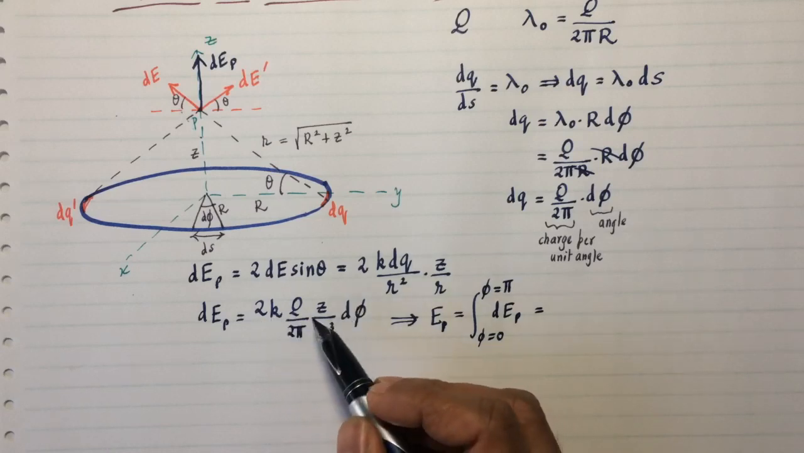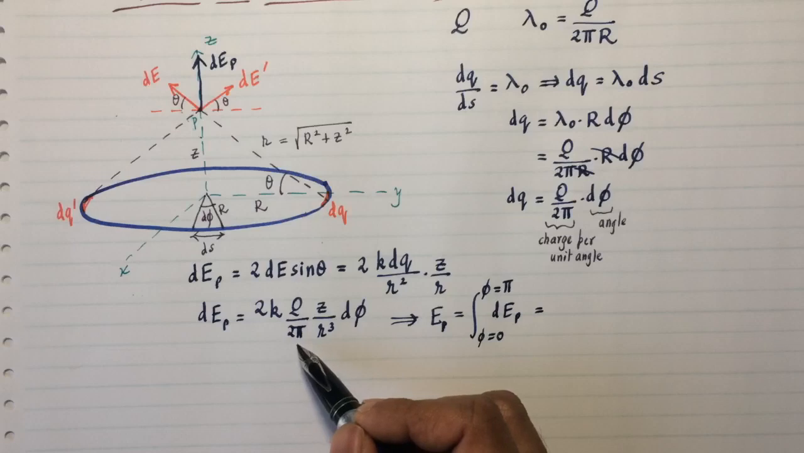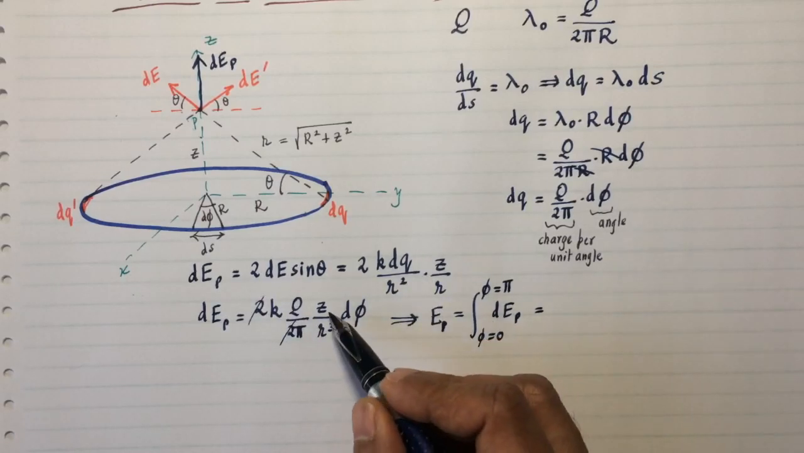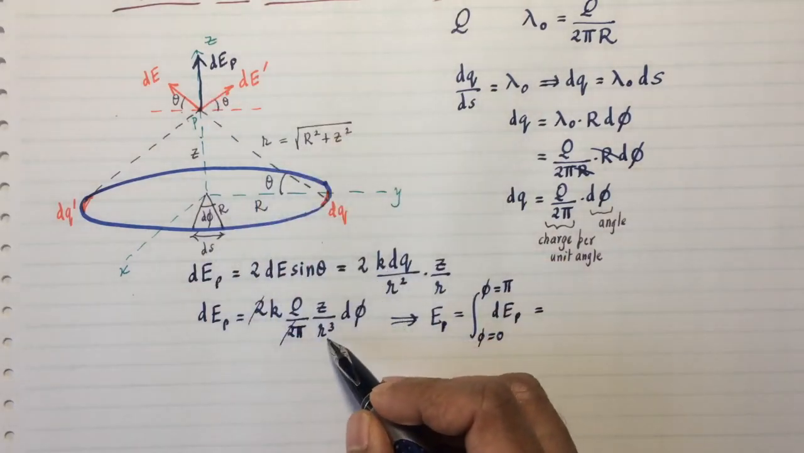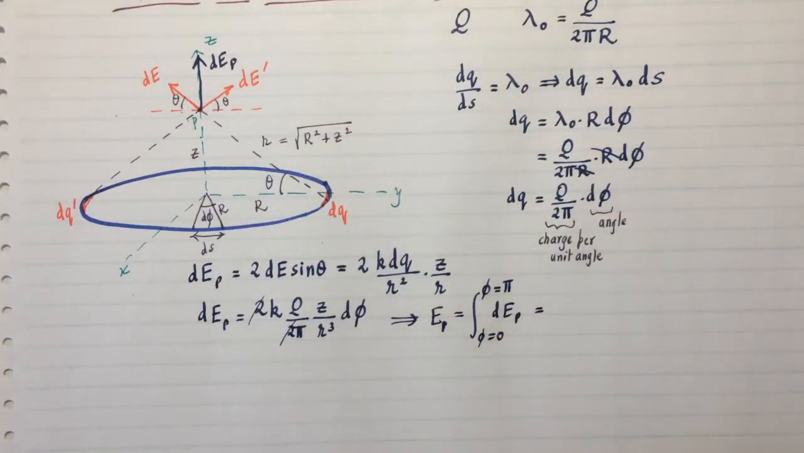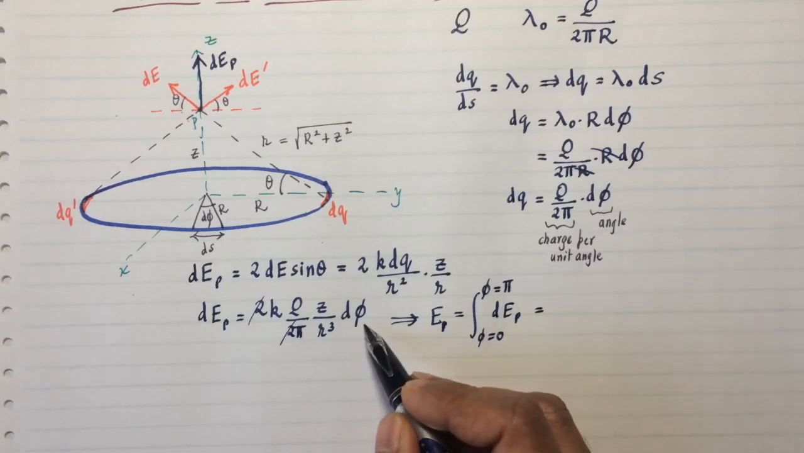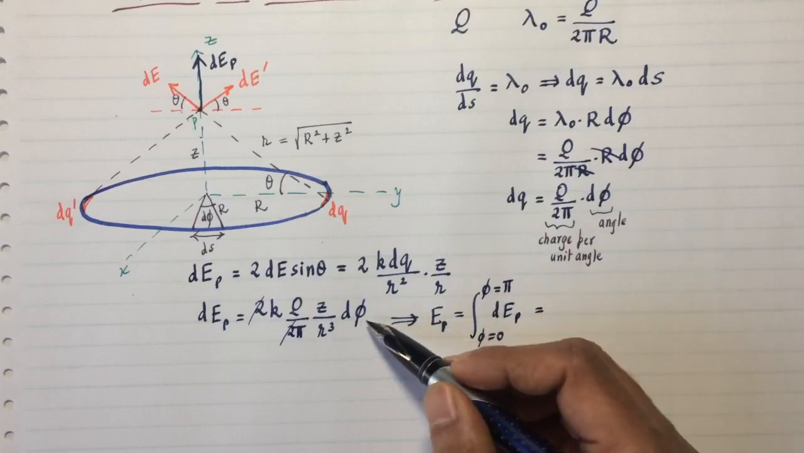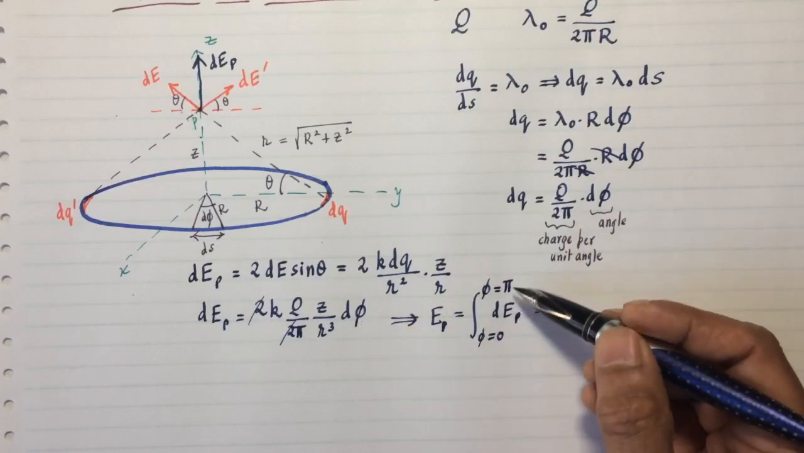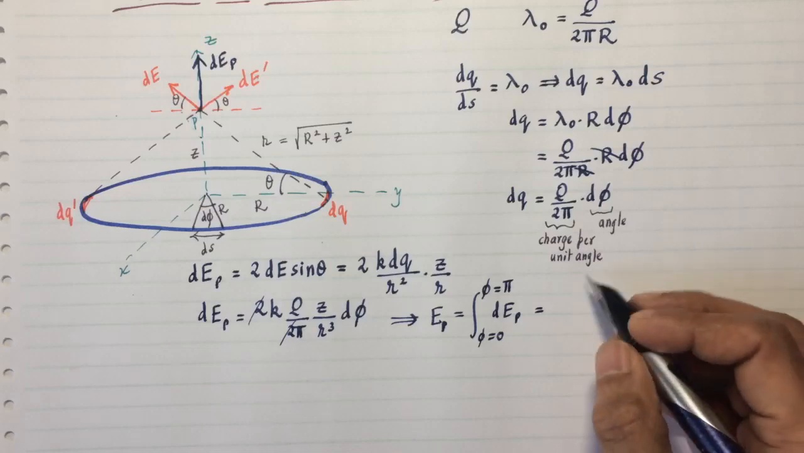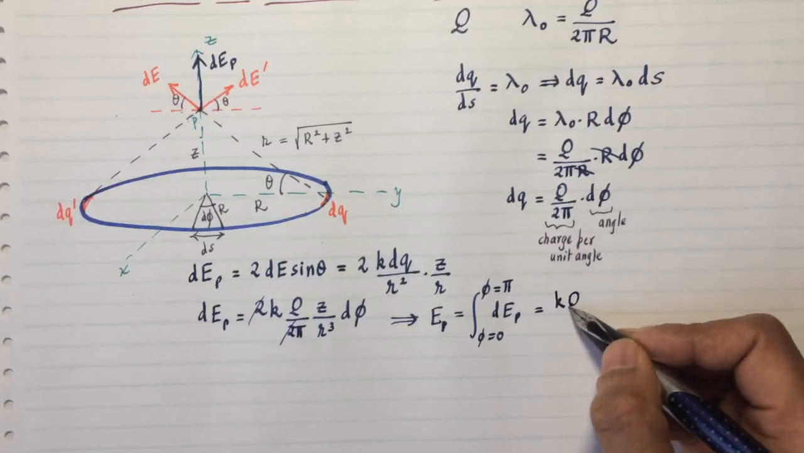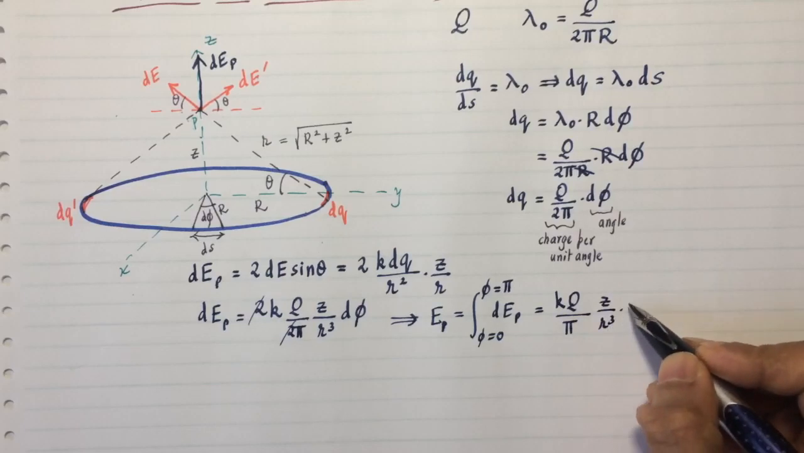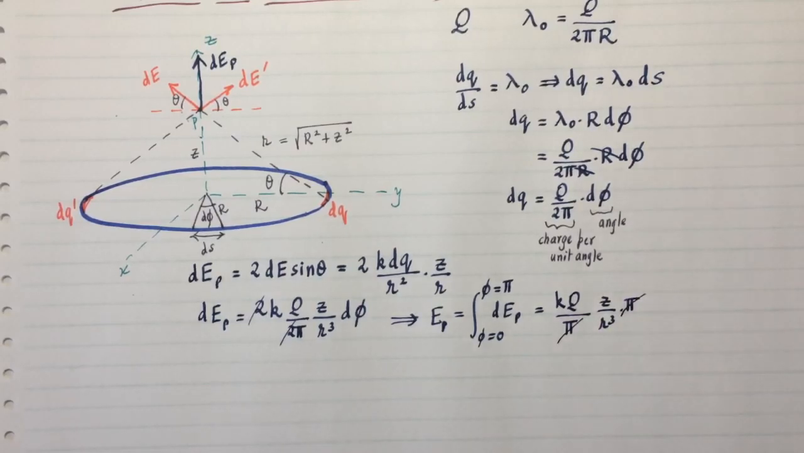K is just Coulomb's constant, Q is constant, 2 pi, I can cancel that 2 there. Z is constant because we are at a fixed height. R is also constant, so bring everything out, and I'm just left with the integral of d phi. The integral of d phi is just phi, and phi between limits of 0 and pi is just pi. So I'm left with kq over pi z over r cubed times pi, which cancels nicely with this pi.